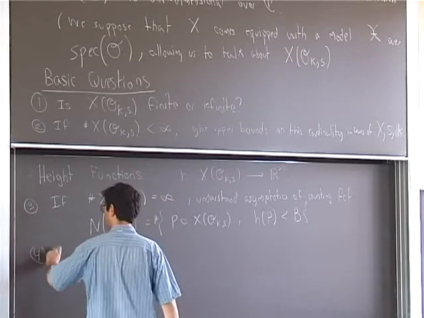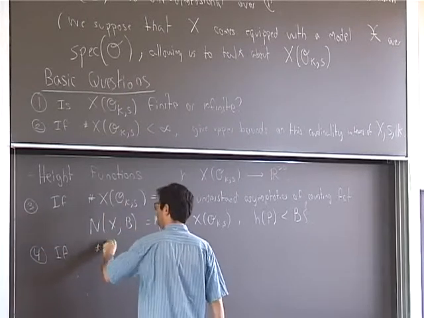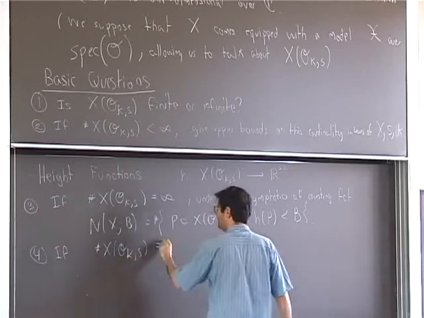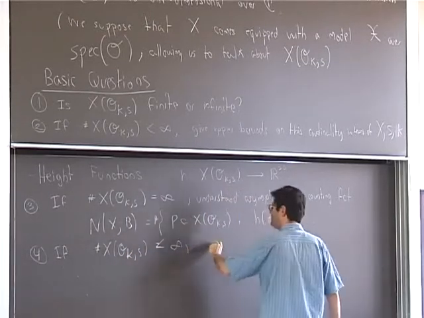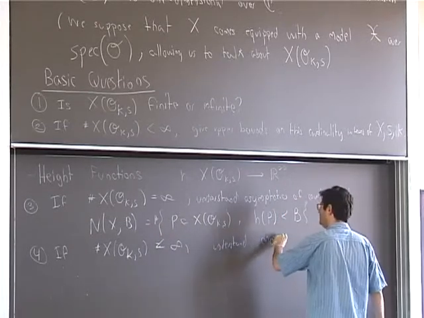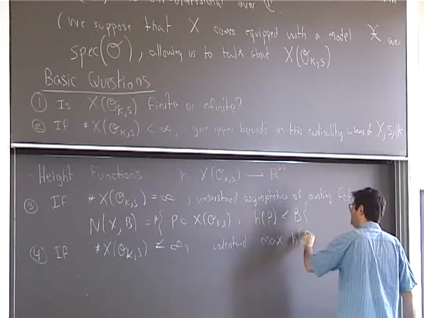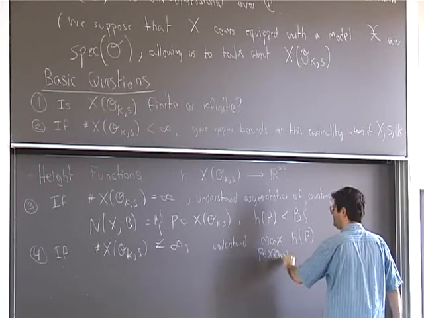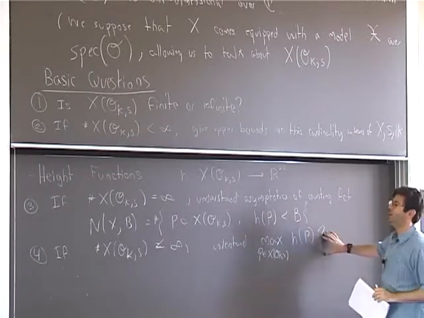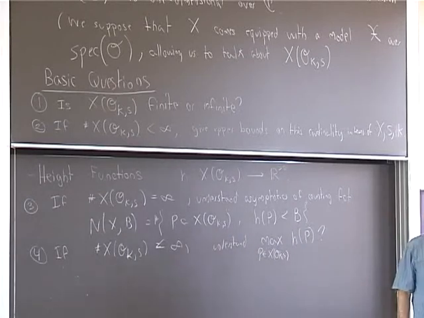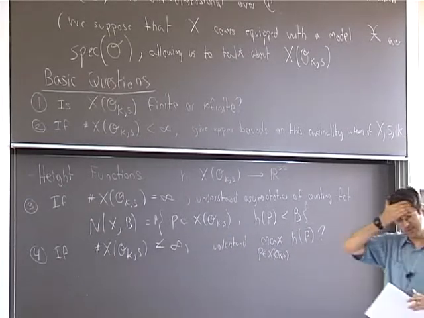If the cardinality of X(O_K,S) is finite, then you might want to understand something about the maximum of the height of P as P ranges over this finite set. Now, this question might look a little bit similar to that one, but in fact, it's very different. It's actually a much harder and more subtle problem.